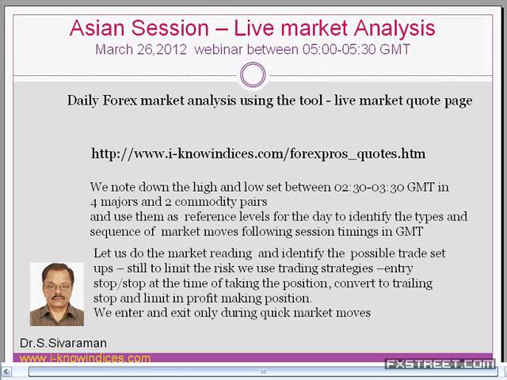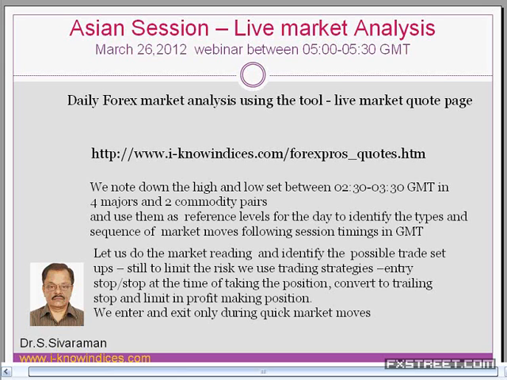So irrespective of the market condition, we just make a reading of the market using the live market code page, then decide upon the trading. So ultimately, we read the market in order to identify the right type of trades. So in that, we initially make a note around 3:30 GMT, the initial lows and the highs in the four majors and two commodity pairs. Then subsequently, we identify whether the market is closer to that of the low or closer to that of the high or breached the initial low or the high, and try to find out what could be the possible type of moves they could make, and also the sequence, whether they are going to make the moves in sequence of a specific pattern.